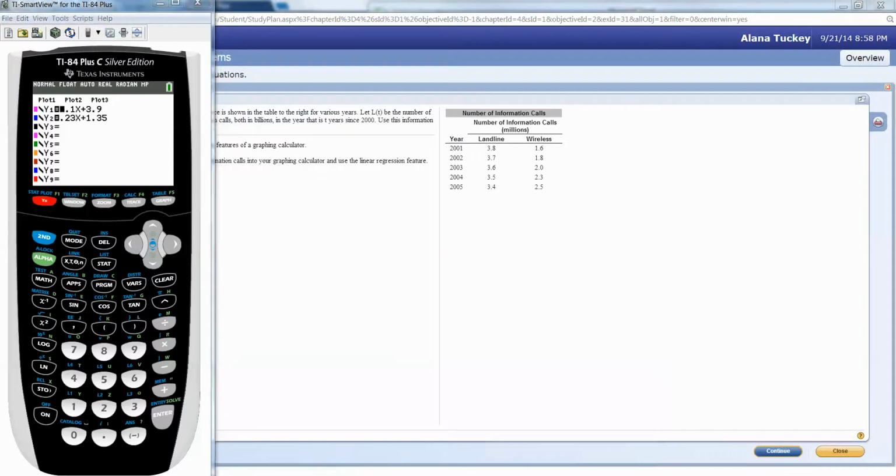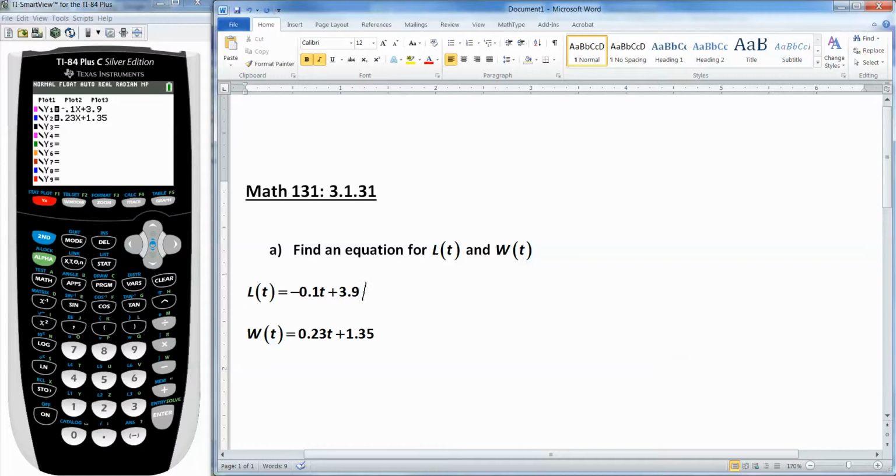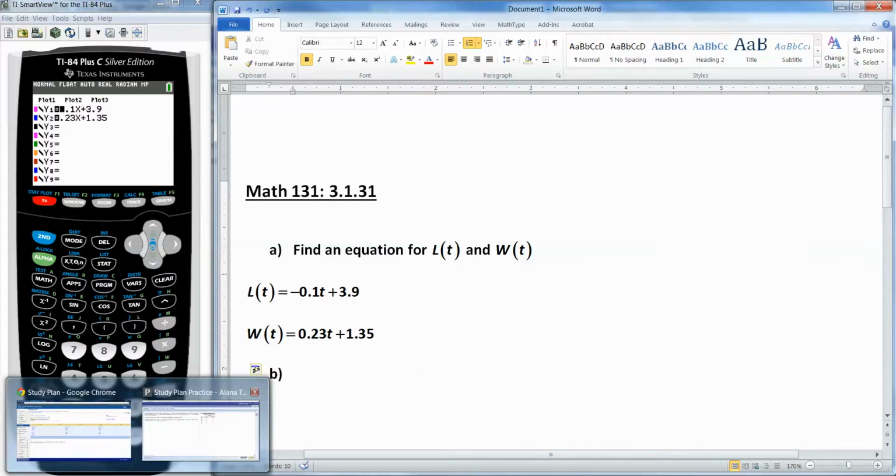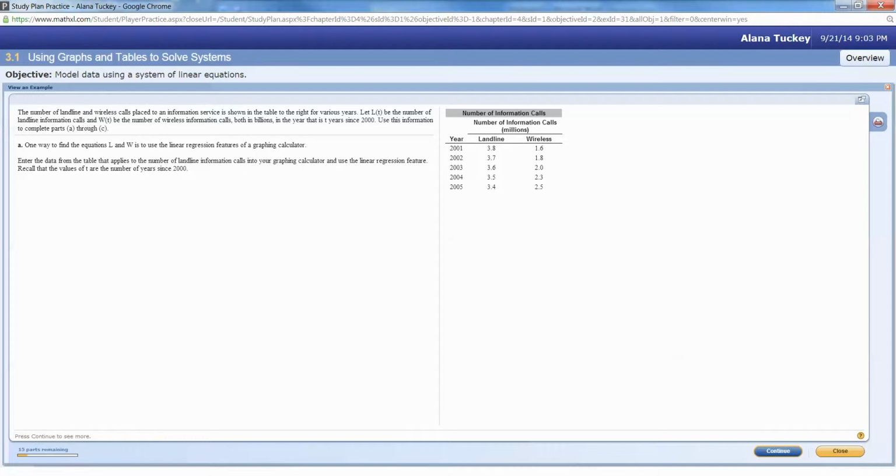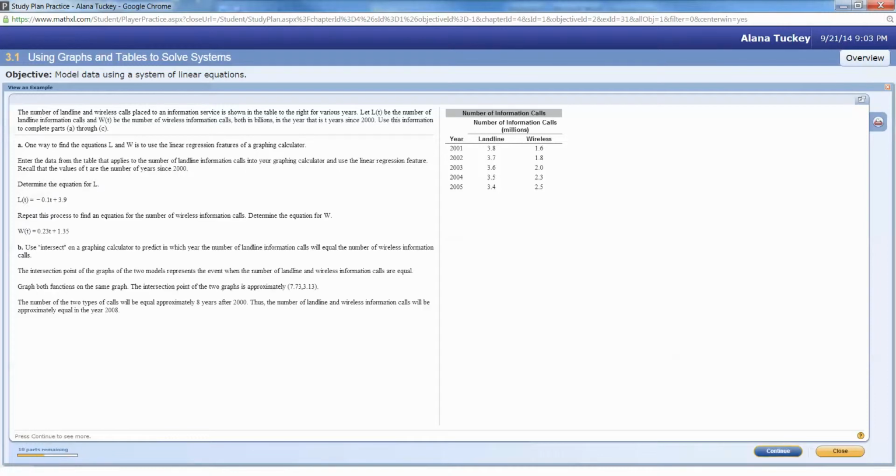One second. There we go, I have them typed in. Keep in mind that I have to switch the variables from x, which the calculator gives, to t because those are the variables for my particular problem. All right, now for part B, let's go back to the problem real quick. We did that. We came up with the equations. Oh, same equations as them.